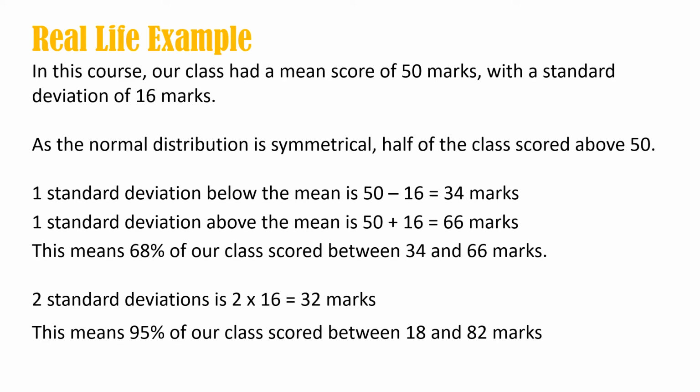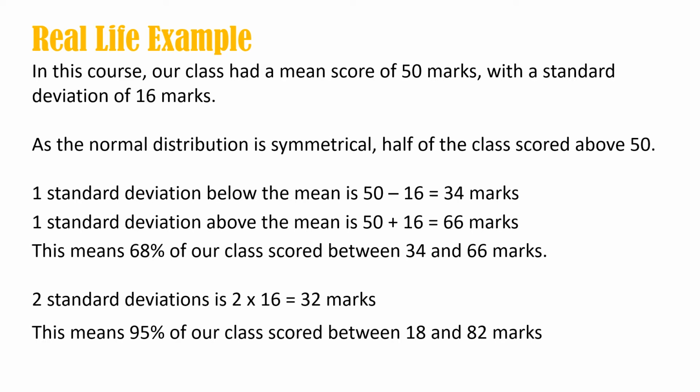So 50 minus 32 is 18. 50 plus 32 is 82. So that means that 95% of our class scored between 18 and 82 marks. Now it's 95% because we do still have 2 students who aren't included in that range. Unfortunately, we had 1 student below 18 and we had 1 student successfully above 82. So that's why we don't have a full 100% there, because there are still 2 students outside of that range.